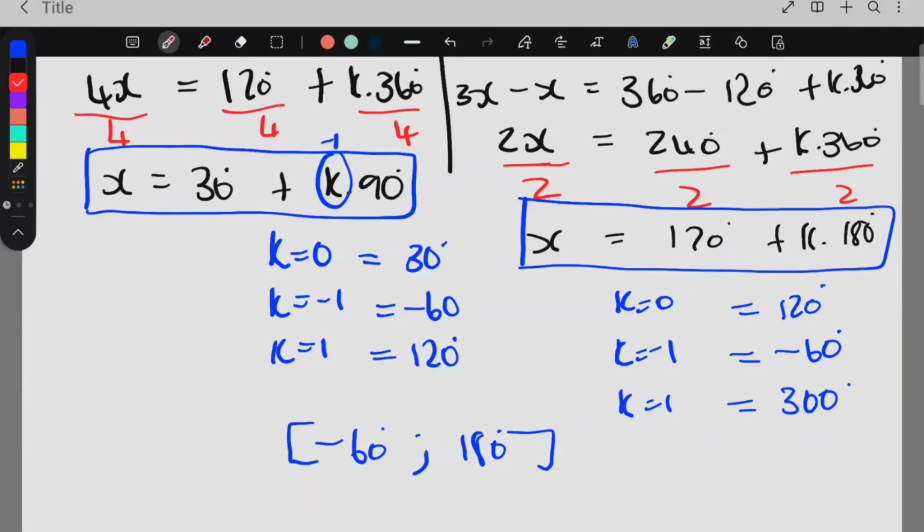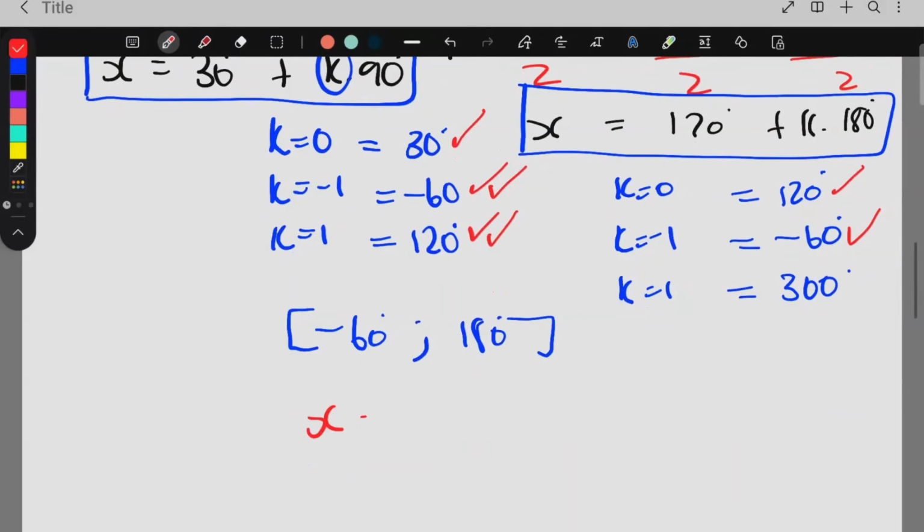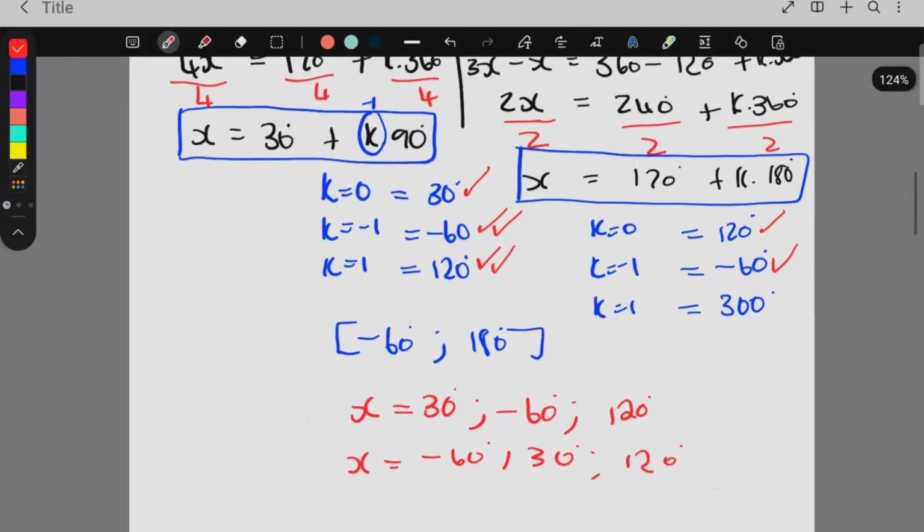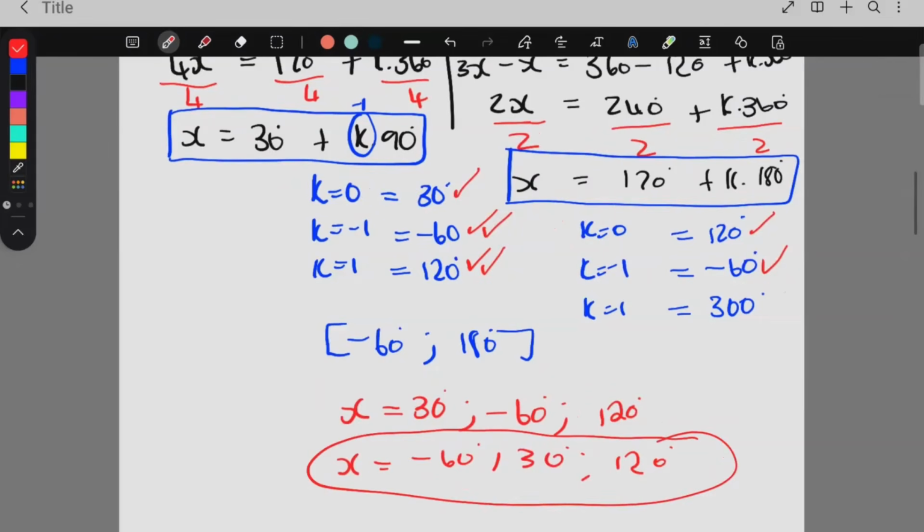So let's write the solutions down. This is the same thing as this, and this is the same thing as that, so I'm not going to write them down because they are repeated. So my final answer for x is equal to 30, because that has a tick, negative 60, and 120. And if you want to write it from smallest to biggest, you can write negative 60 first, then 30, then 120. And that's the final answer. This is where the two graphs will intersect each other for that interval.